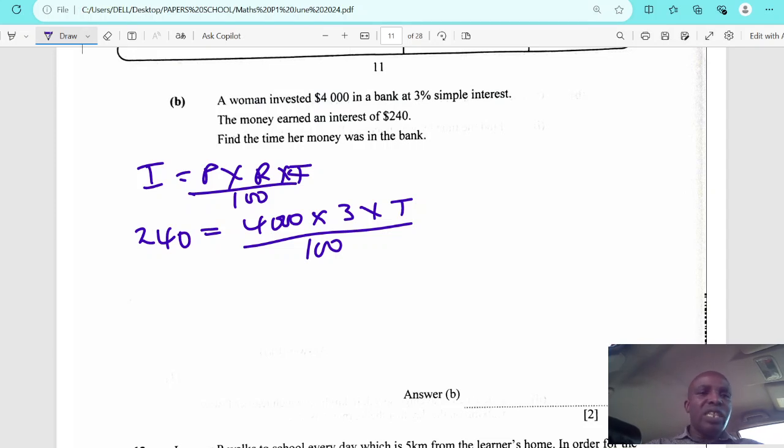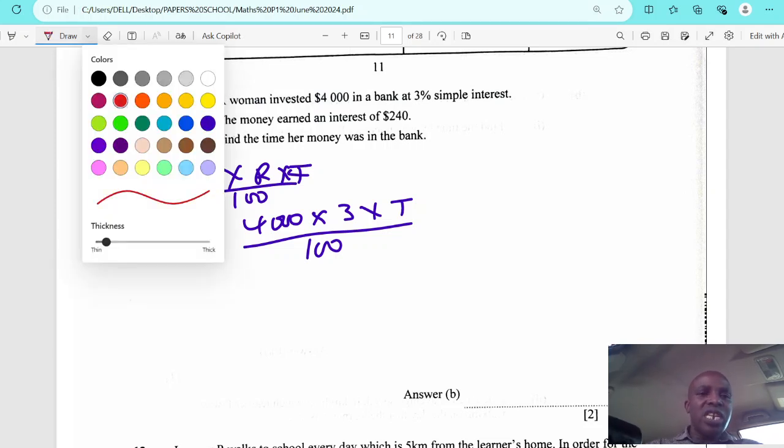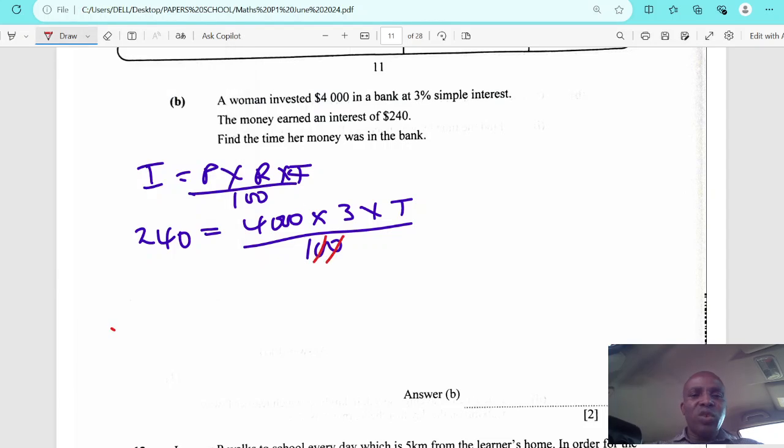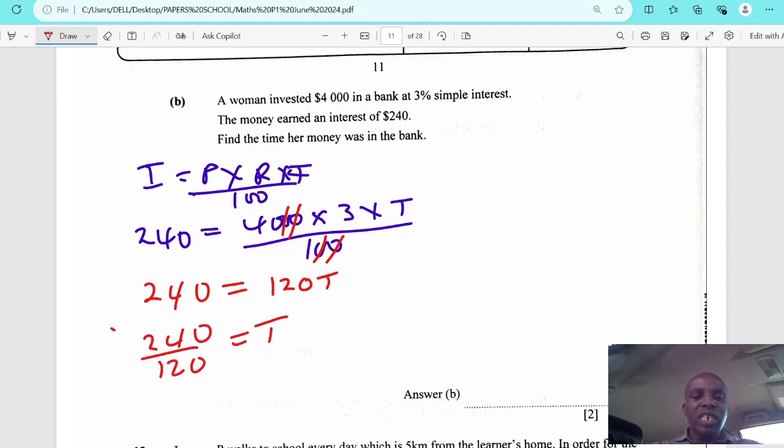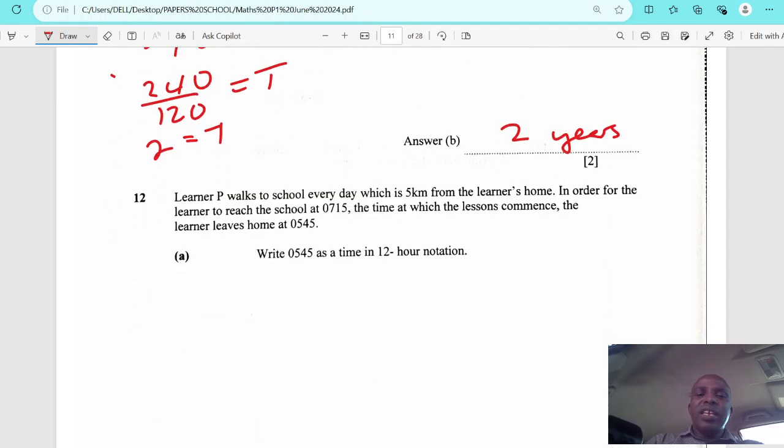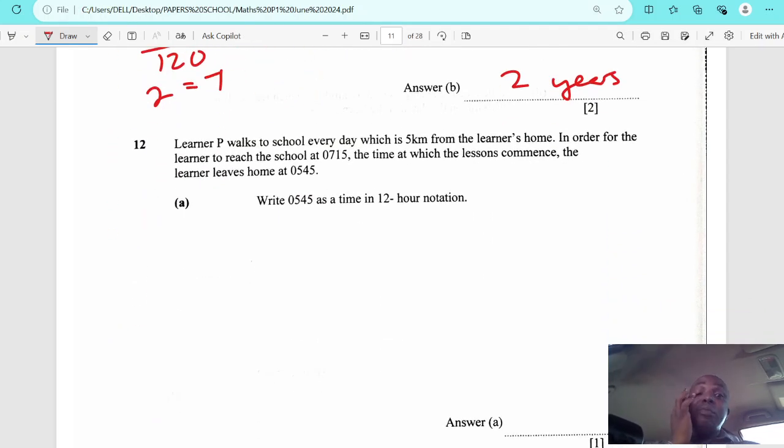So if I'm simplifying, then you can see we have 4,000 over 100. These 2 zeros can cancel 2 zeros there. So it will be 240 is equal to 40 times 3, which is 120t. Then divide by 120. 240 over 120 is equal to t. This will give you 2. So 2 years. Done.